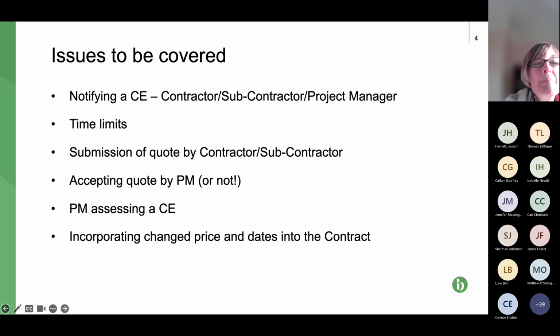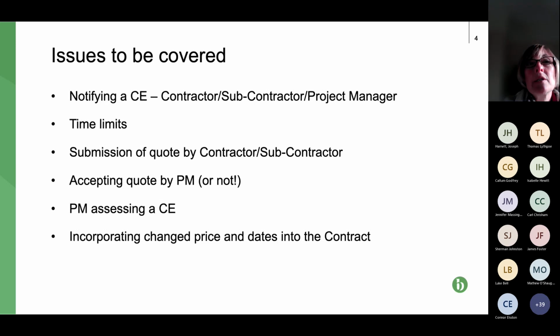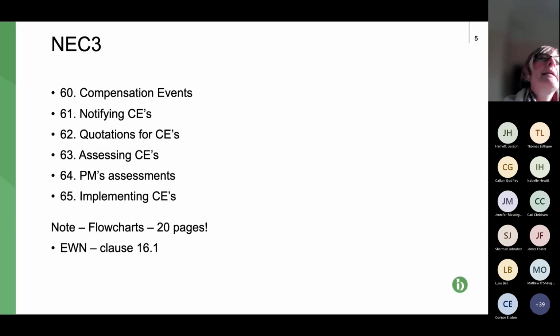We're going to be looking at accepting quotes by the project manager and what happens when they're not accepted. We'll look at project manager assessing a compensation event quote, and finally incorporating changed prices and dates into the contract. So if we can have the next slide, please, Jen. Thanks. So that kind of ties quite nicely with the clause numbers.